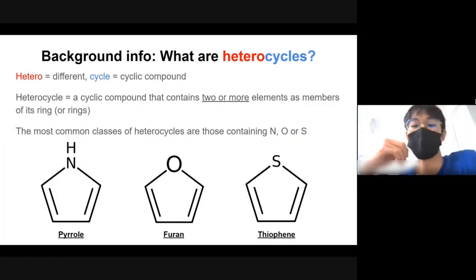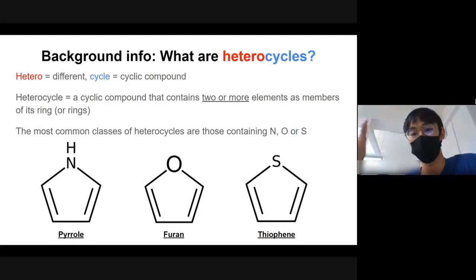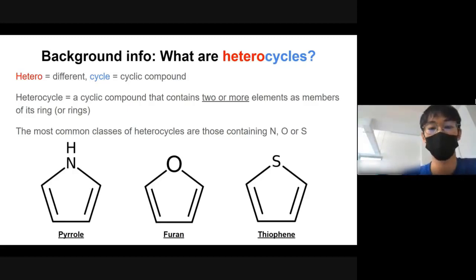Heterocyclic compounds, also known as heterocycles. So what exactly is a heterocycle? We can begin by breaking down the word. Heterocycle just means there's a hetero portion and a cycle portion. Hetero just means different, for example like heterogeneous or homogeneous, and cycle just means a cyclic compound. So a heterocycle is essentially a cyclic compound that contains two or more elements as members of its ring or rings. An example would be pyrrole, where a carbon is substituted for a nitrogen. It can be furan, which is substituted for oxygen, or thiophene, for sulfur.